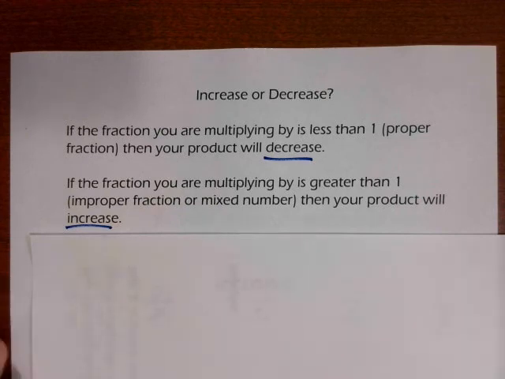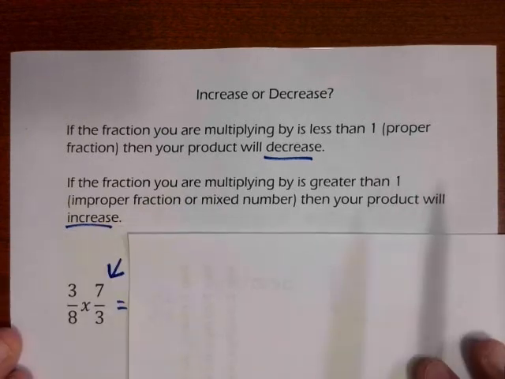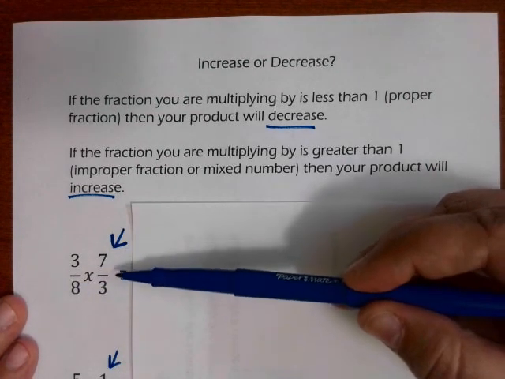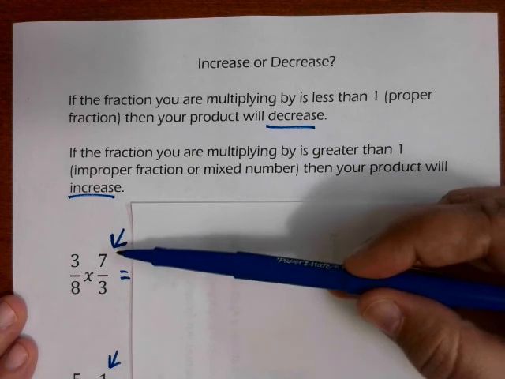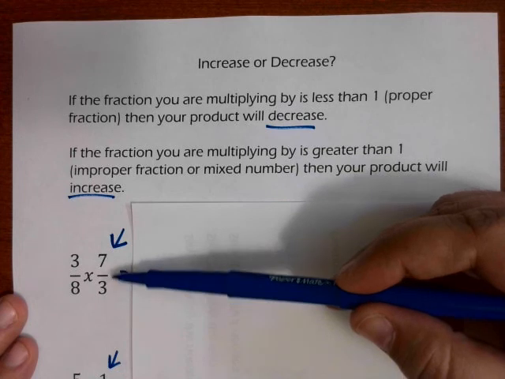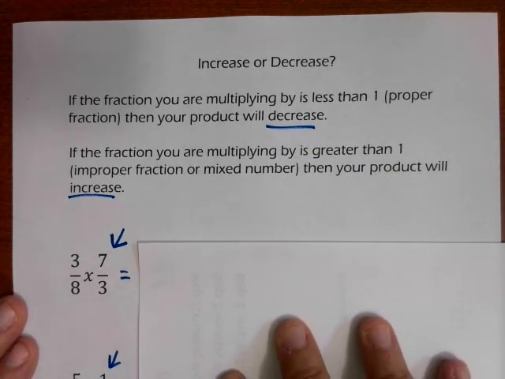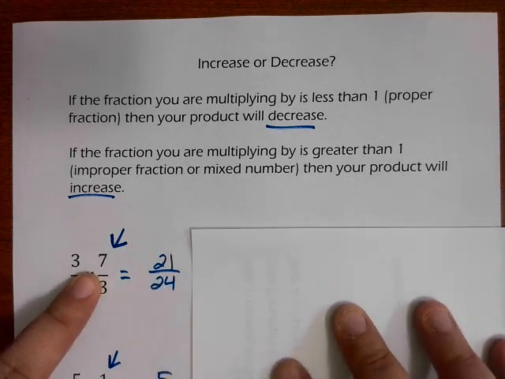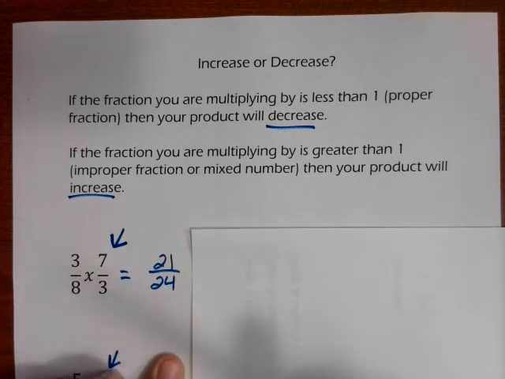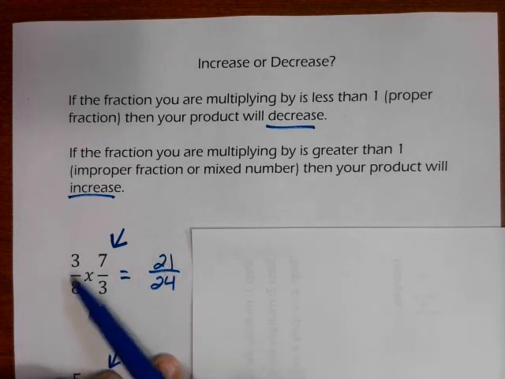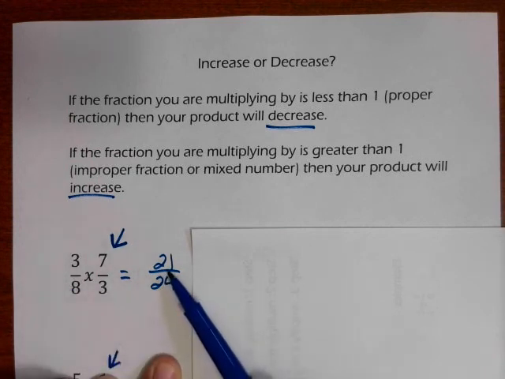Okay, it gets bigger. So what that looks like is right here, where we have this fraction, 3/8, and we're multiplying it by 7/3. We're going to look at that second fraction, and because that second fraction is improper, it's bigger than 1, then our value is going to increase in the end. So if after I multiply, I get 21 over 24, and I know that 21 over 24 is in fact greater than 3/8, because 3/8 is less than half. 21 over 24 is greater than 1/2.